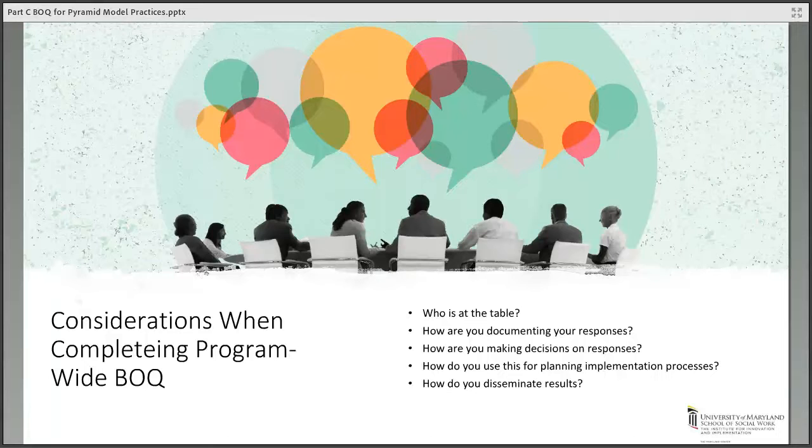So who is at that table? Who from your organization? Is it your director? Is it your director of training? Do you have representatives from every discipline? Do you have teachers at the table? It depends on the setting that you're working in, but be really thoughtful that you're representing all of the important people who will be responsible for implementation.